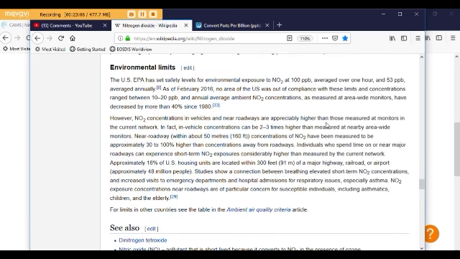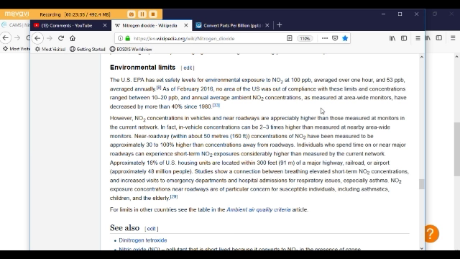And then, here's the end. They talk about the environmental limits. The EPA has set safety levels for environmental exposure to NO2 at 100 parts per billion, averaged over 1 hour, and 53 parts per billion averaged annually. As of February 6, 2016, no area of the U.S. was out of compliance with these limits, and concentrations ranged between 10 and 20 parts per billion, and annual average ambient NO2 concentrations, as measured at area-wide monitors, have decreased by more than 40% since 1980.